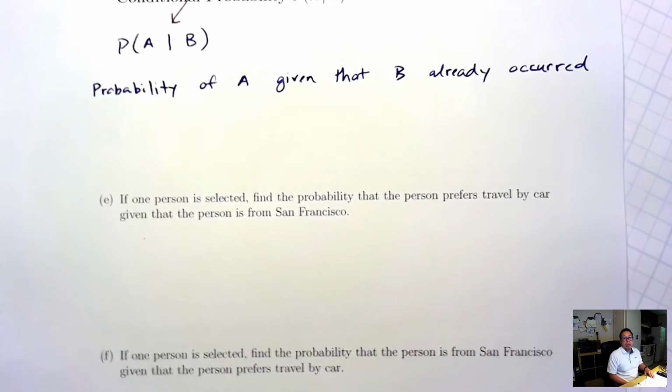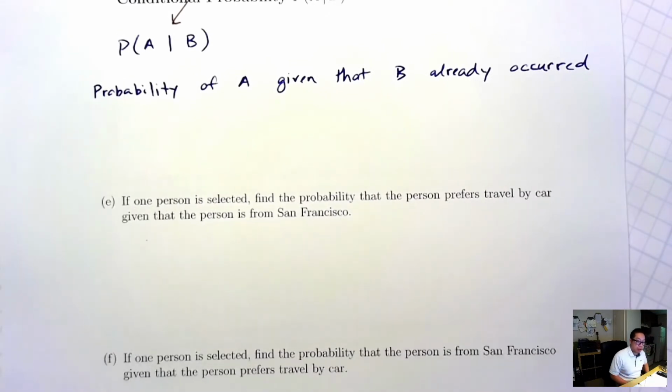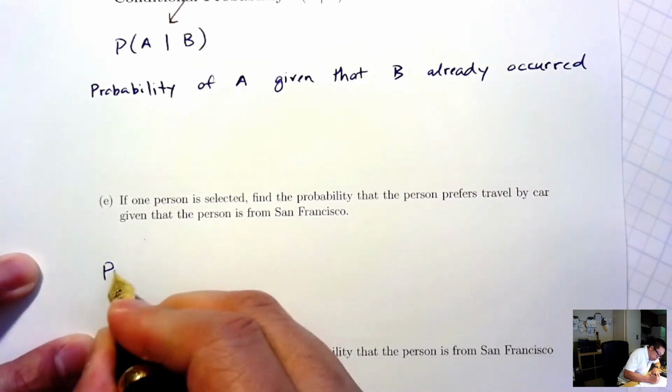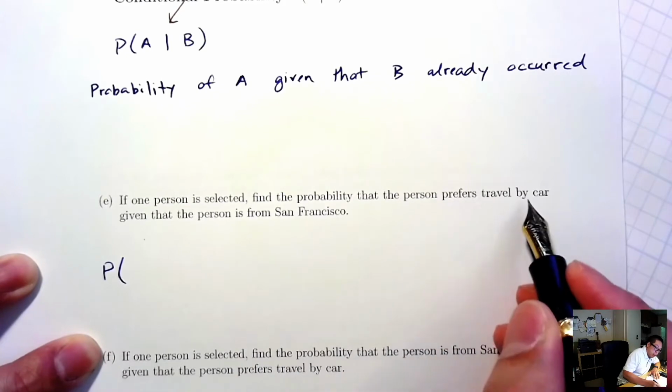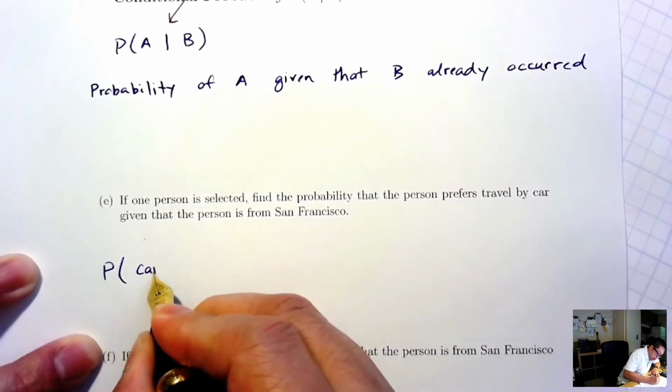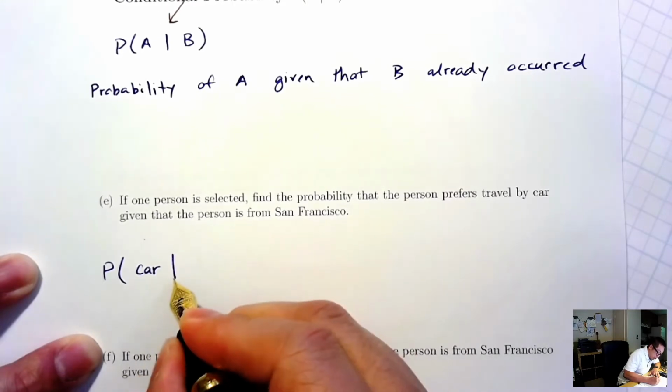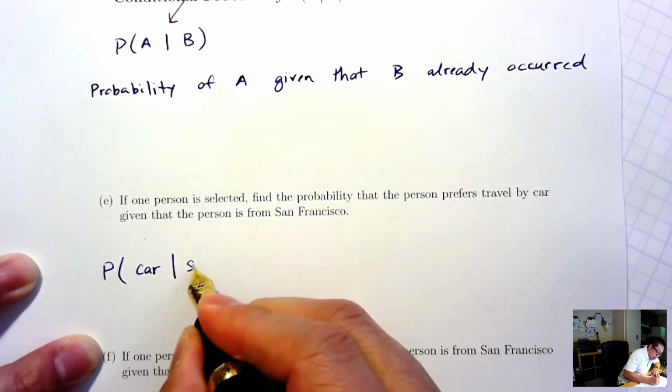Part E, so we're talking about the same table as the first page. If one person is selected, find the probability that the person prefers travel by car, given that the person is from San Francisco. Notation: probability of car, given that the person is from San Francisco. So car, given line, San Francisco.